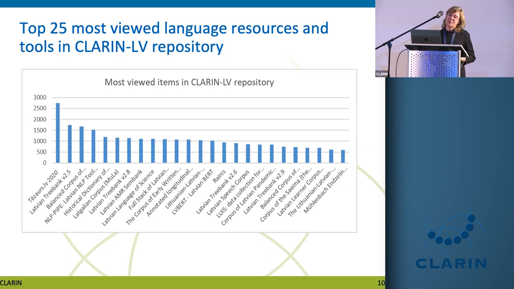And the fifth one is a historical dictionary of Latvian, but the most important is the sixth one, Latgalian corpus. Latgalian language is a dialect or small language in Latvia, but this corpus really is very popular. And as I said, it's number six in our list.